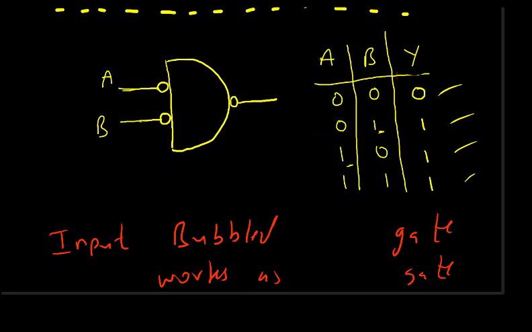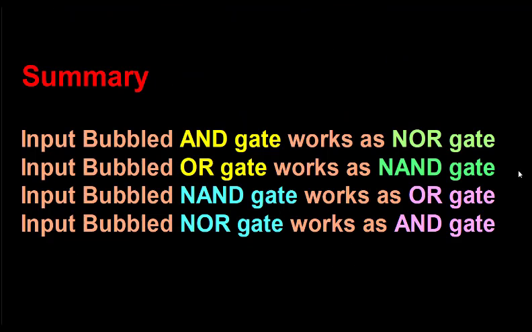So what we conclude is that input bubbled NAND gate works as an OR gate. Now let us summarize. Input bubbled AND gate works as a NOR gate. Input bubbled OR gate works as a NAND gate. Input bubbled NAND gate works as an OR gate, and input bubbled NOR gate works as an AND gate.